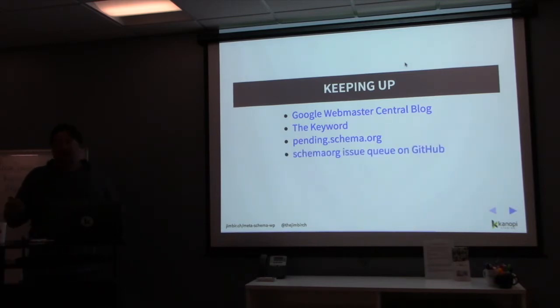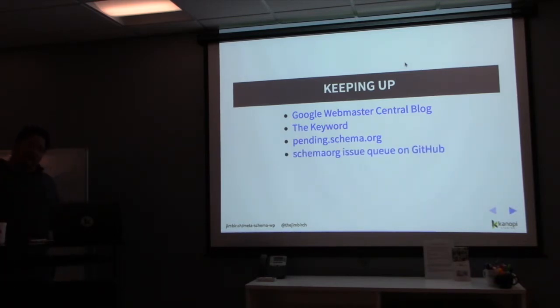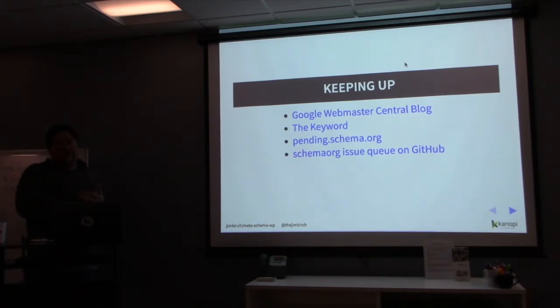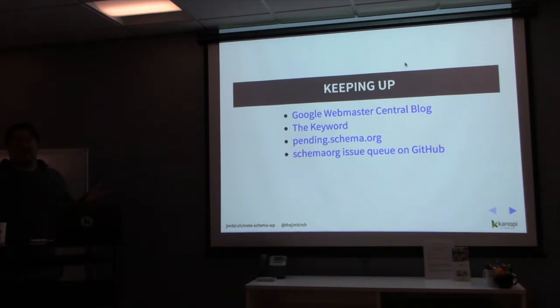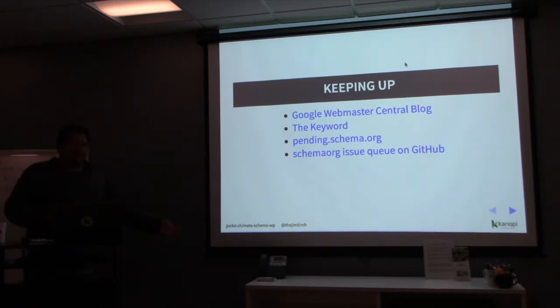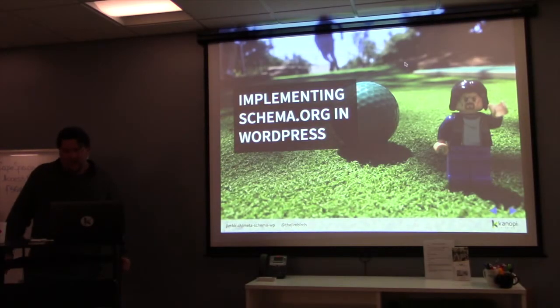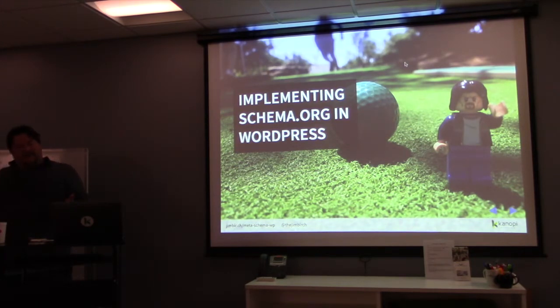And then even before that, for real open source data nerds, there's the issue queue on GitHub. All of the things that go into schema.org are work done in the open, and you can actually go in and see an employee from Google making a proposal or asking somebody else to change something just a little bit. I don't look at that all the time, but it's cool to go in there and check it out sometimes. So implementing schema.org in WordPress.